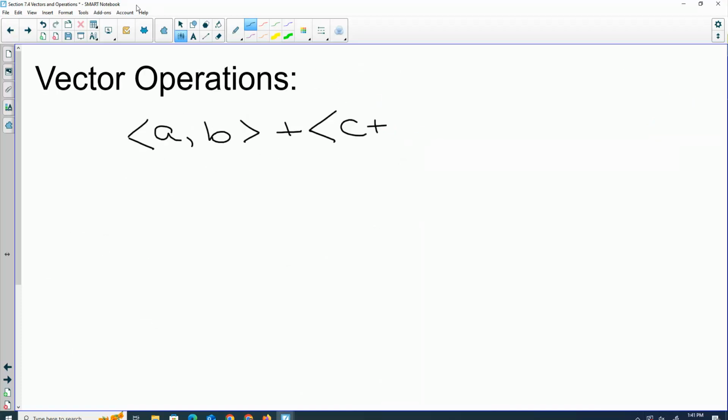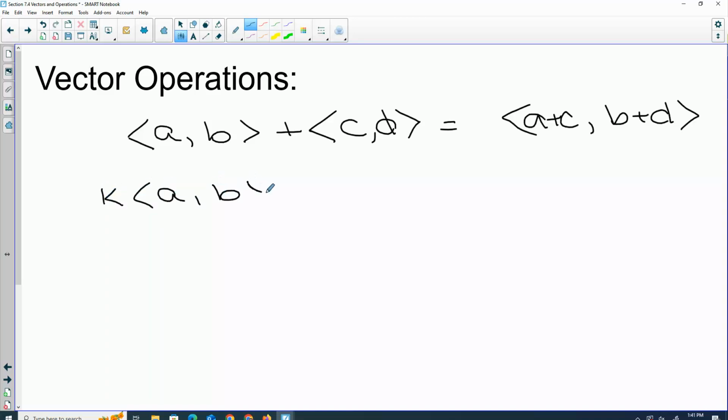If I told you to do vector AB plus the vector CD, you just add the x's and add the y's. It's also legal to multiply vectors by a number. If I said k times vector AB, you just take both numbers times that value. So that works exactly as we would expect.